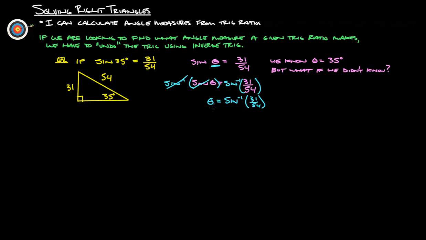We don't want to know what sine theta is. We want to know what theta is. We want to know the actual angle. So this here is going to be our theta, right? So if we take inverse sine of one side, we got to do inverse sine of the other side. So that means theta is going to equal sine to the negative first of 31 over 54.